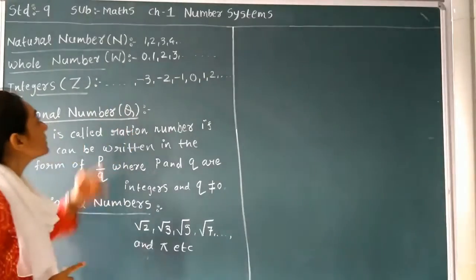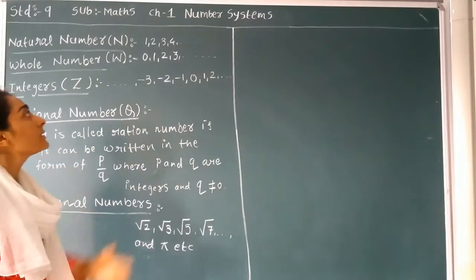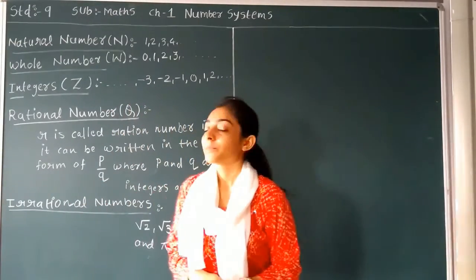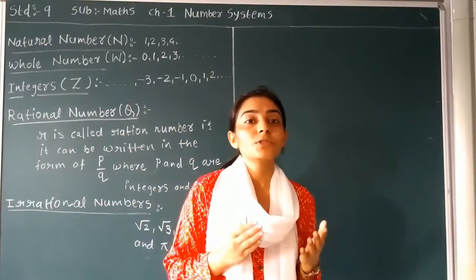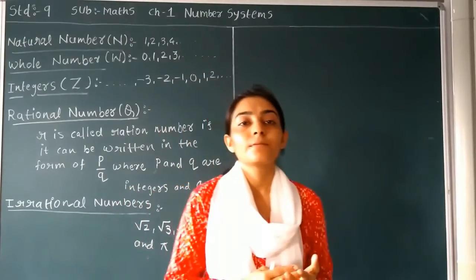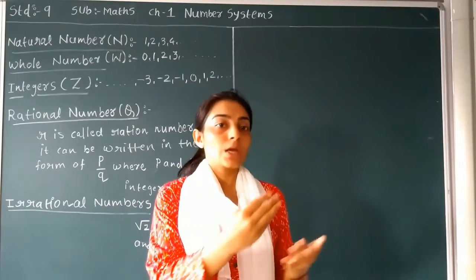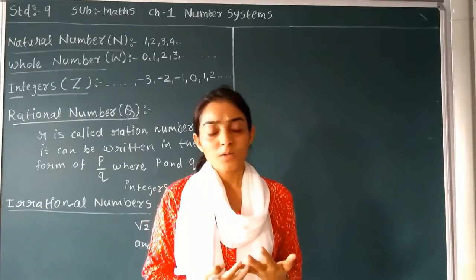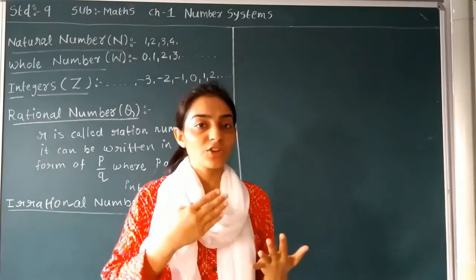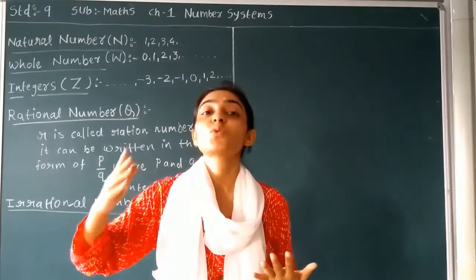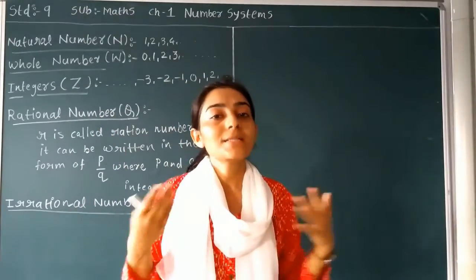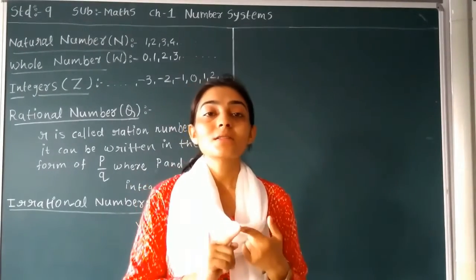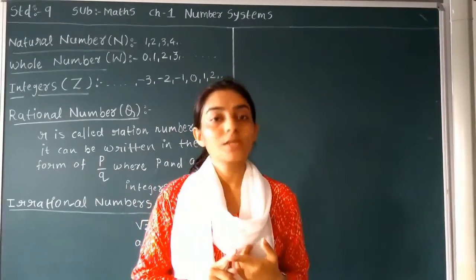Standard 9. Subject Maths. Chapter number 1. Number system. Whenever we think about numbers, if someone asks you, can you count these things for me? You started counting like 1, 2, 3, 4, 5, 6 and so on. All these numbers are coming naturally in your mind. All these numbers are called natural numbers.